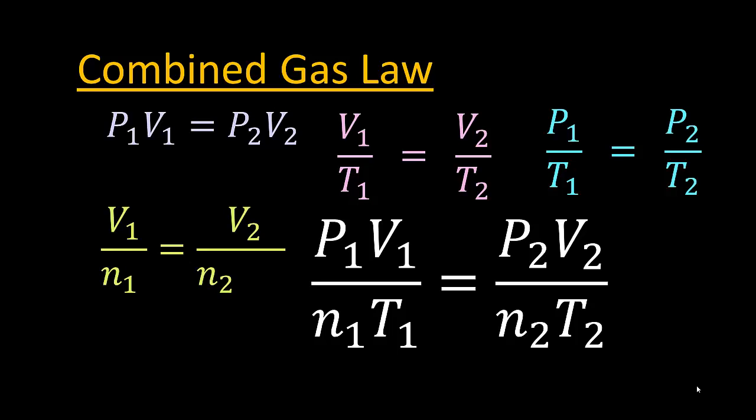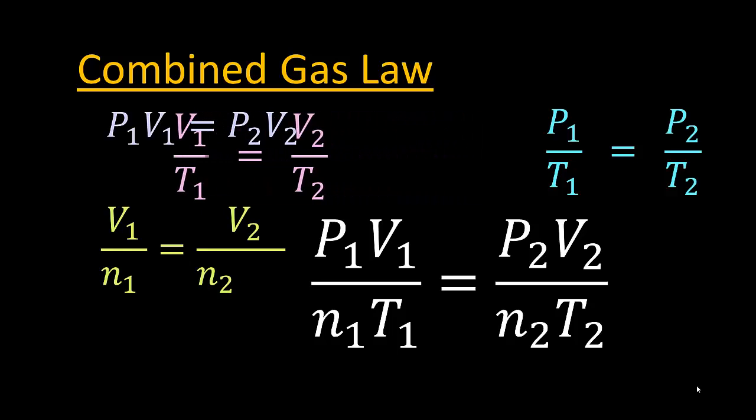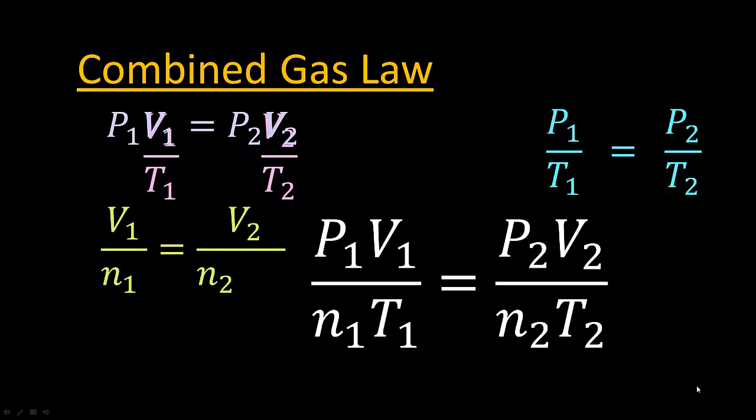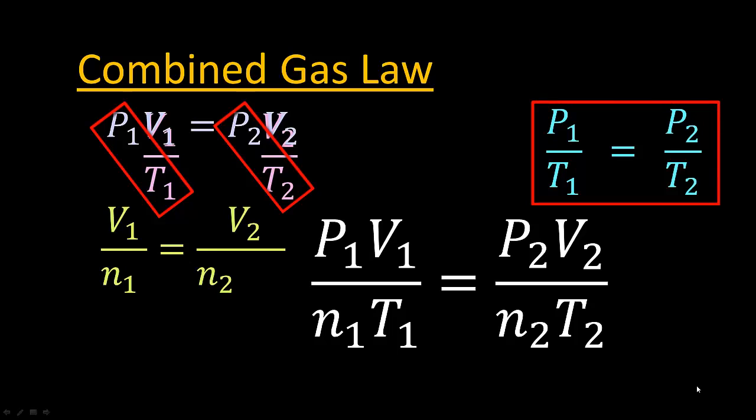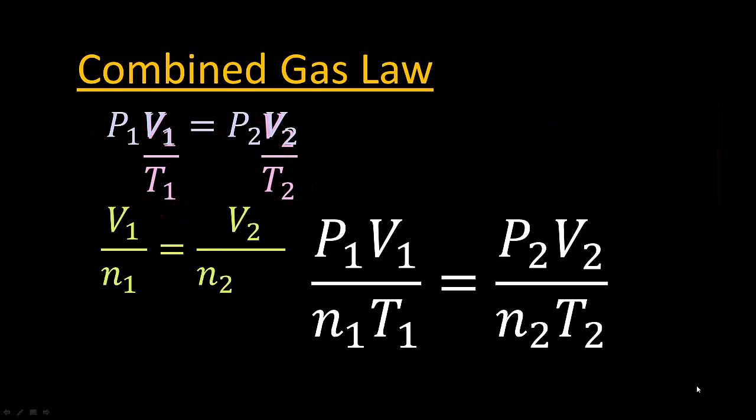Now if we look at Boyle's law and Charles' law and we superimpose them, you'll see that P1 times V1 divided by T1 is equal to P2 times V2 divided by T2. And part of that, the P1 divided by T1 is equal to P2 divided by T2, gets rid of the Gay-Lussac's law. So we have just combined three of the laws. And then we're left with Avogadro's law: V1 divided by N1 is equal to V2 divided by N2.